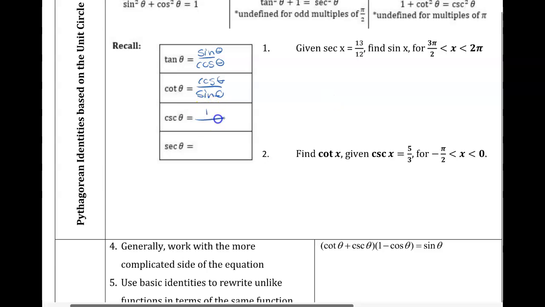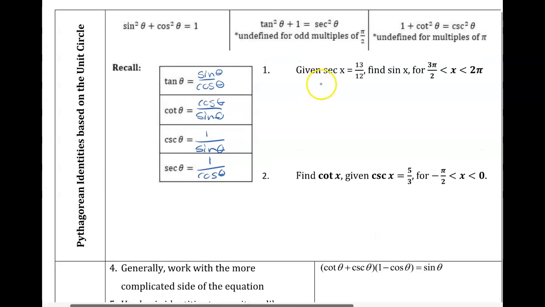Cosecant is going to be 1/sine. And secant is 1/cos. Okay, so in this problem, we're given secant, we're trying to find sine. So if I go to the Pythagorean identity that has sine in it, I need to know cosine. Once I know cosine, I can figure out what sine is.